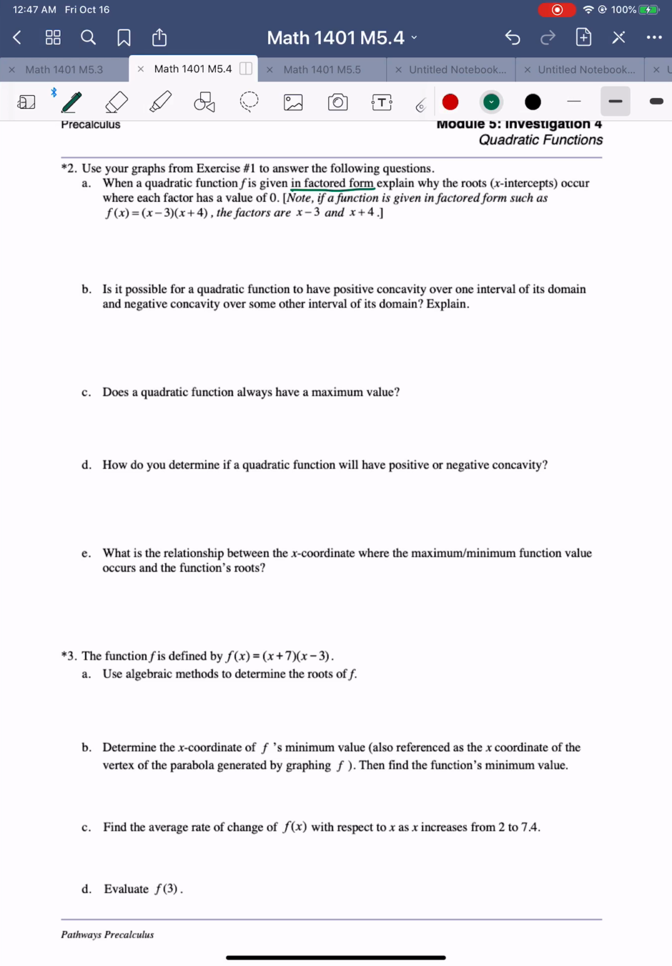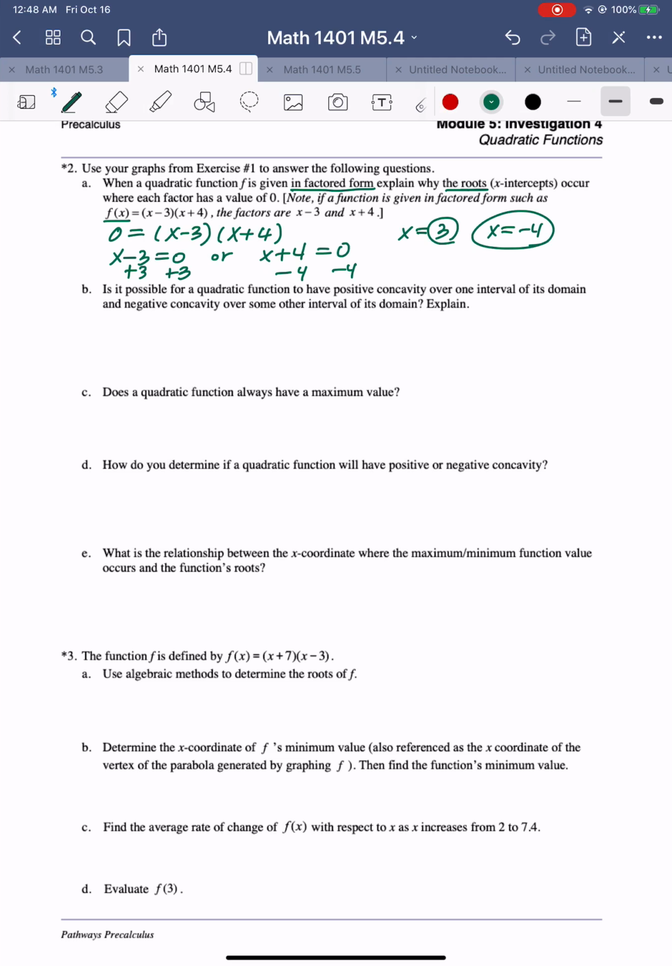Because the value of f of x at each root is 0, so in the factored form, the roots occur where each factor has a value of 0 because of the zero product property. When we say root, always f of x equals 0. Then you just need to set each factor equal to 0 and solve for x. So add 3. So x is 3 is one of the solutions. Subtract 4, and then -4 is another solution too.